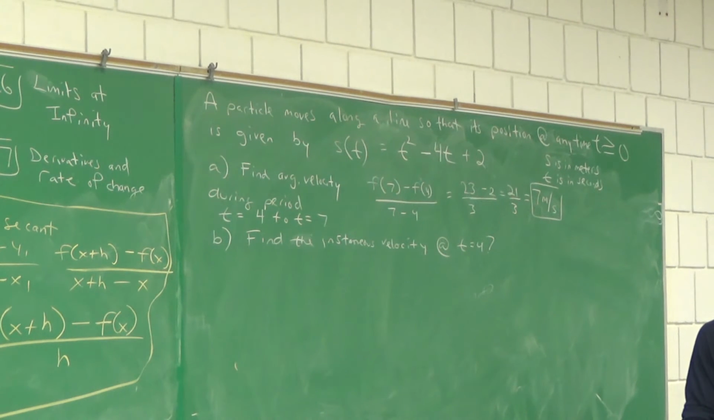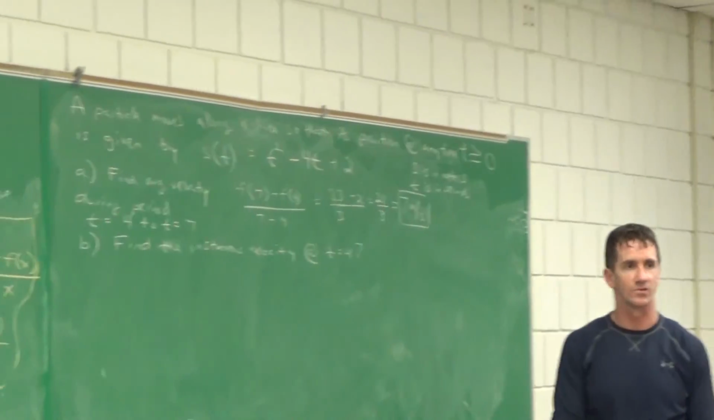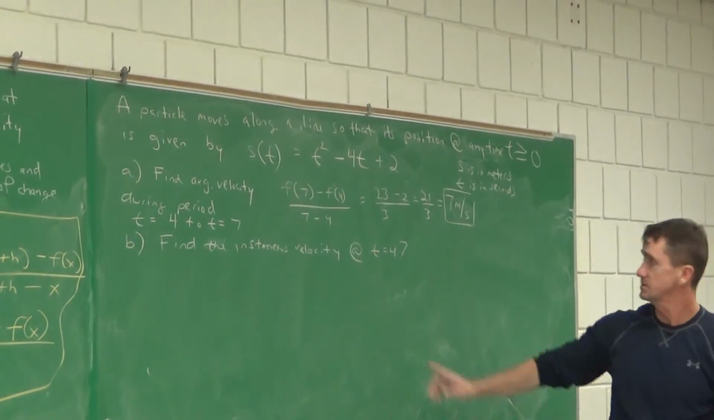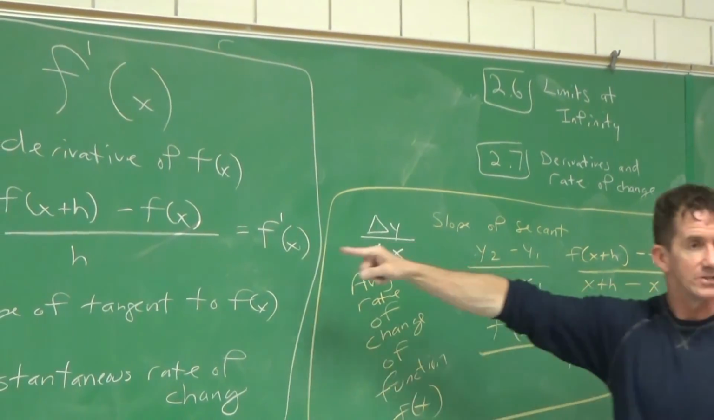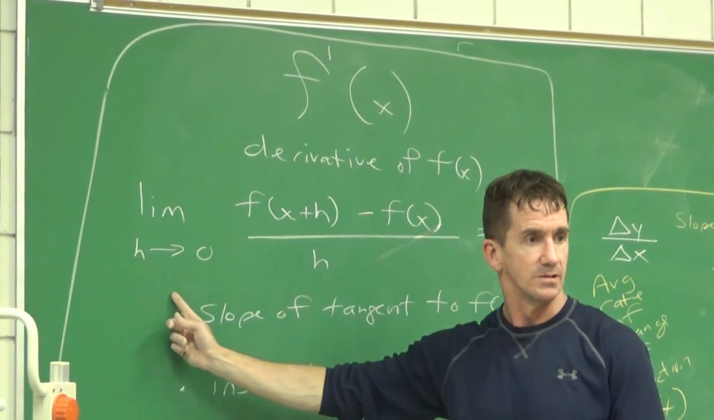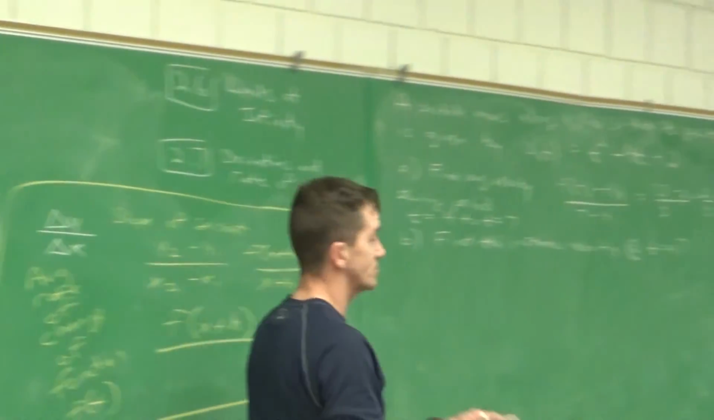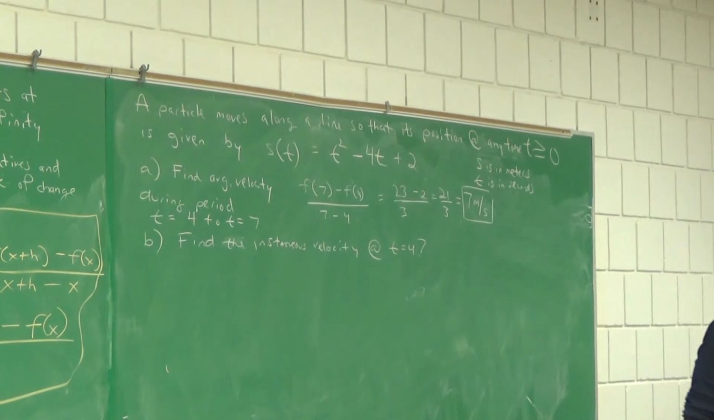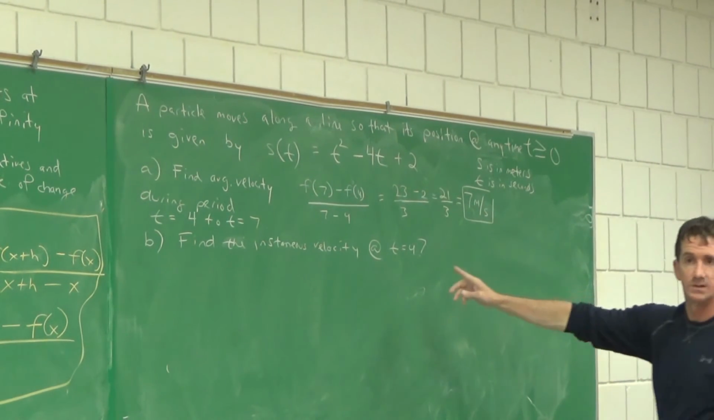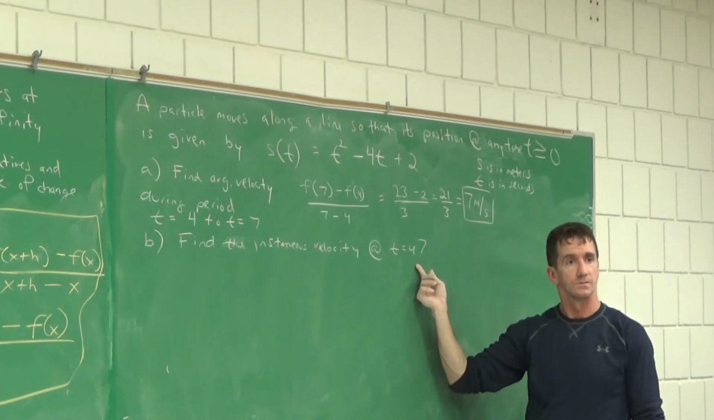It takes a lot more work in it. I can't just do f of 7 minus f of 4. There is no 7, there's just a 4. I need this thing with the h going to 0. And when I'm all said and done, everyone, I'm going to get this thing all simplified and find this limit. I'm going to plug in what value for t? 4.